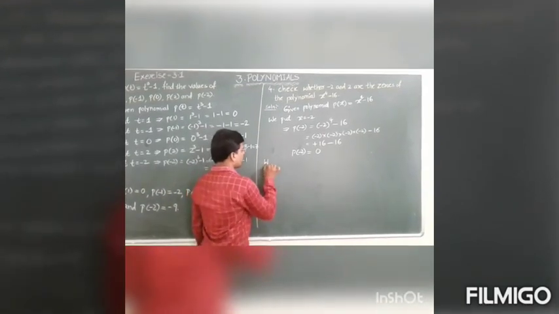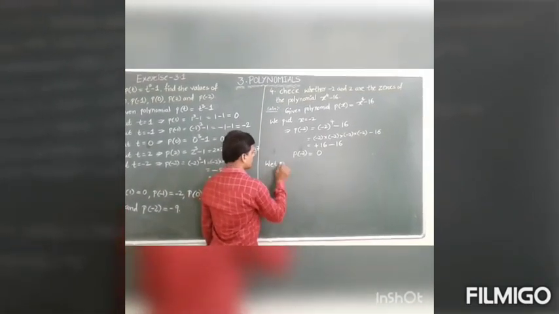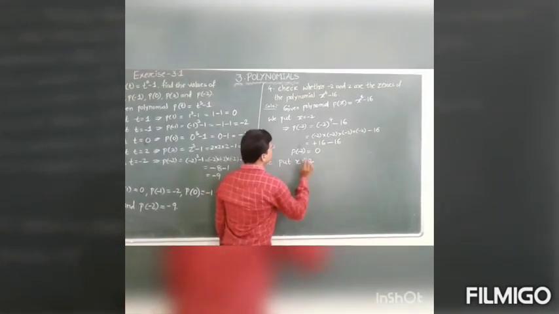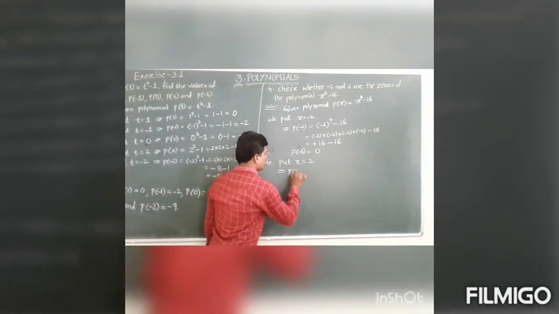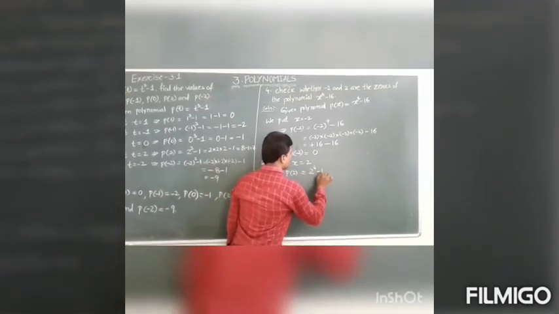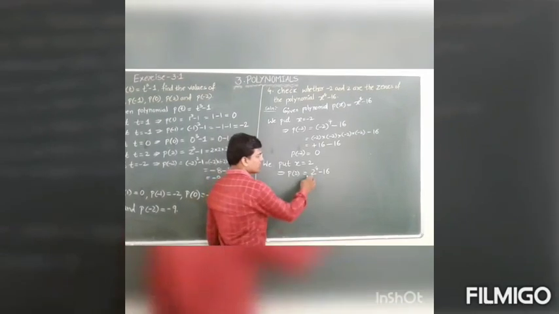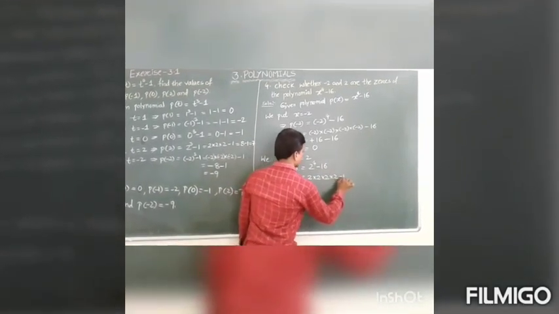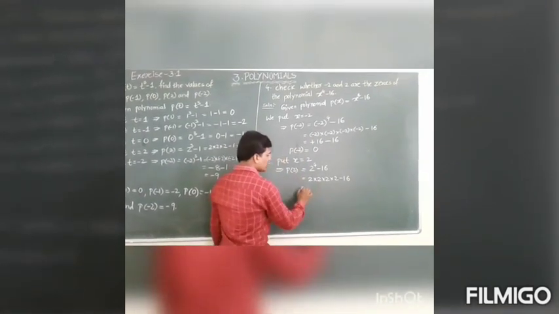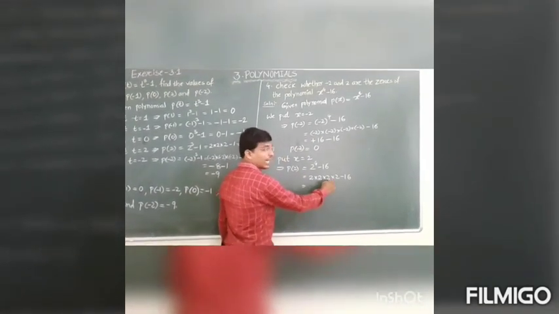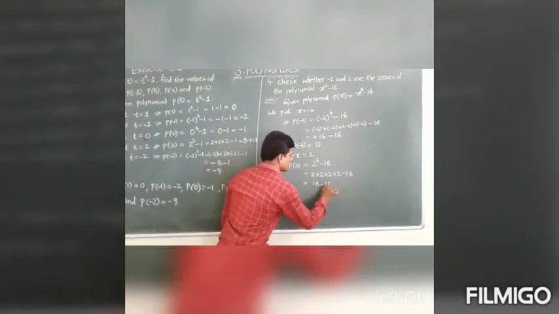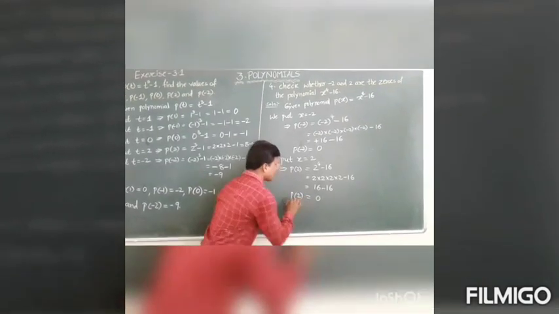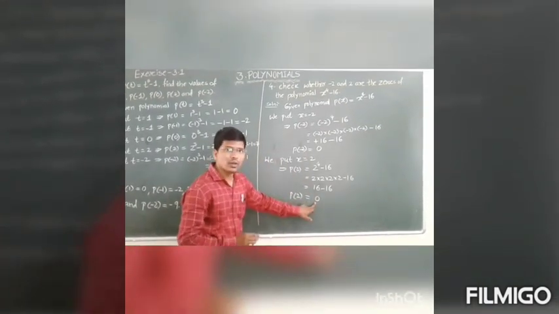Then let me check for x equals 2. So P of 2 is equal to 2 to the power of 4 minus 16. 2 to the power of 4 means we have to multiply 2 four times. So 2 into 2, how much? 4. 4 into 2 is 8, 8 into 2 is 16. So 16 minus 16, how much? 0.